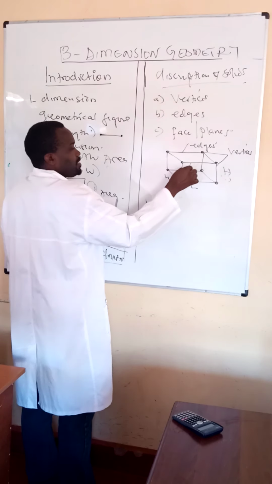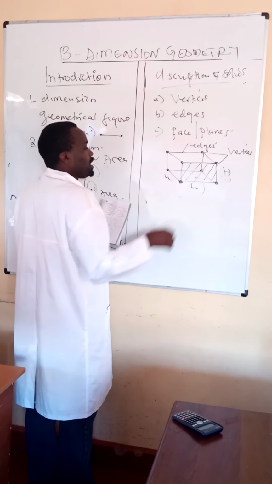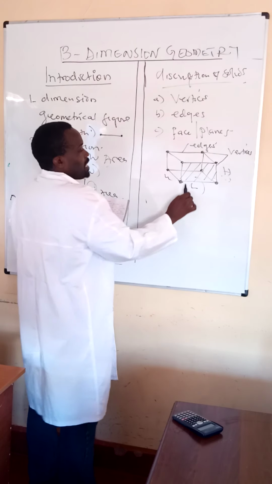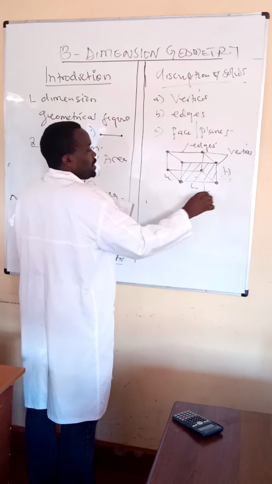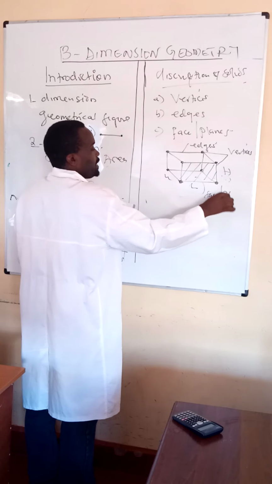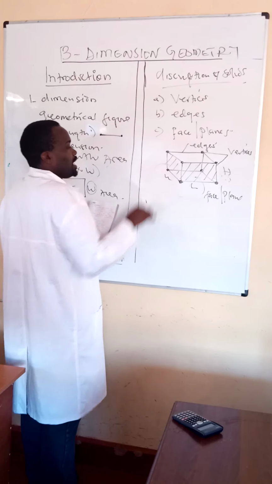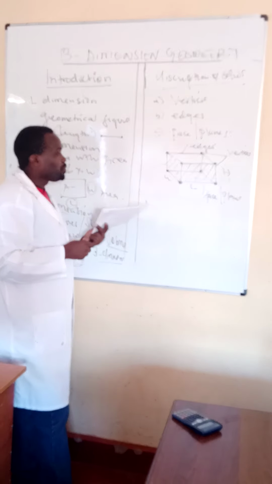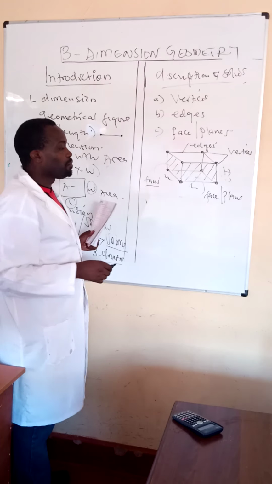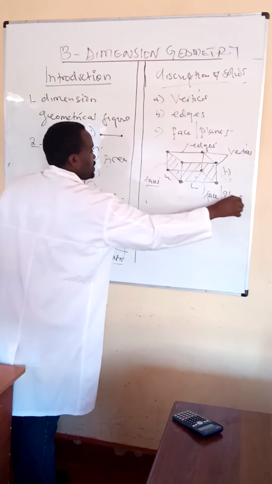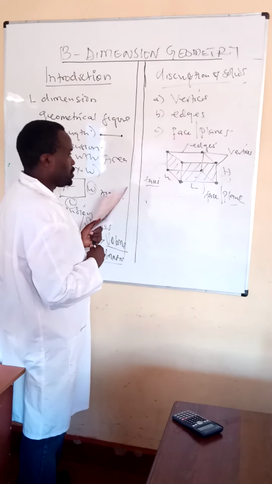This plane, the face that is facing you, is two-dimensional because it has length and width, and is called the face or the plane. This is another plane or face. At the lower level, we call them the faces, but when we come to O level, we call them the planes. They are flat surfaces that are enclosed by edges.